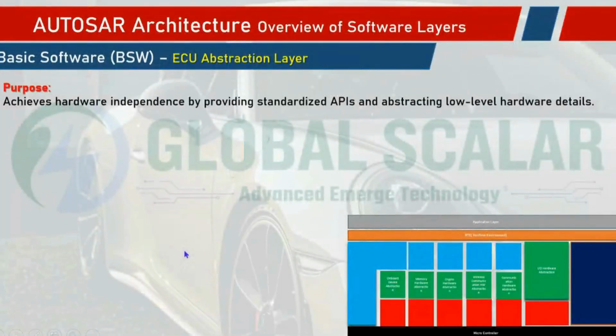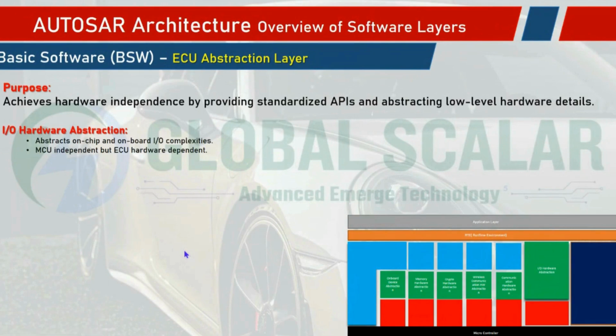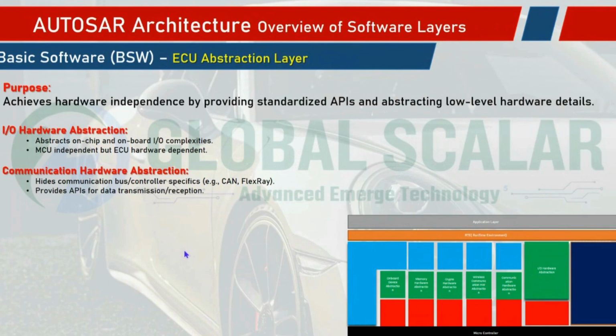We will go in detail to understand this. IO hardware abstraction abstracts the on-chip and onboard IO complexity; it is MCU independent but ECU hardware dependent. Communication hardware abstraction hides the communication bus control specifics and provides the APIs for data exchange purposes. And we have crypto hardware abstraction.